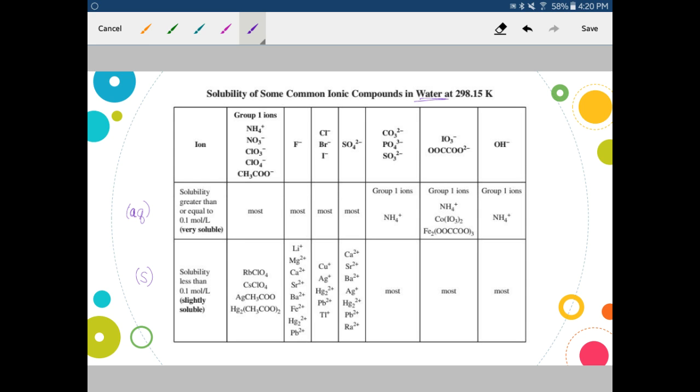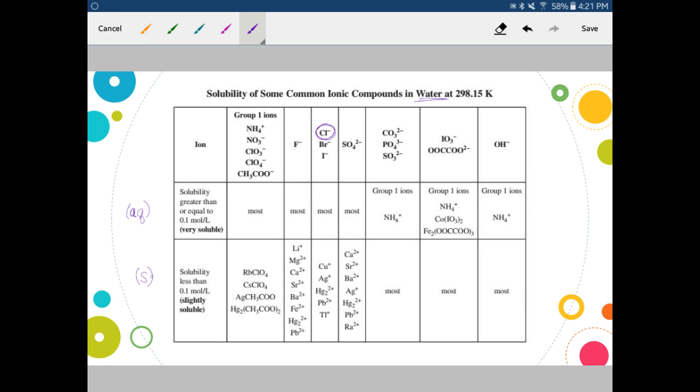Now, when we take a look at our ions, if we're looking at an ionic compound, we can look at the anion in that ionic compound to find the solubility on this table. So for example, if we have sodium chloride, we see chloride ions right here, and in order to figure out if sodium chloride is soluble, I go down my table. If it falls into this top row, it is an aqueous solution.